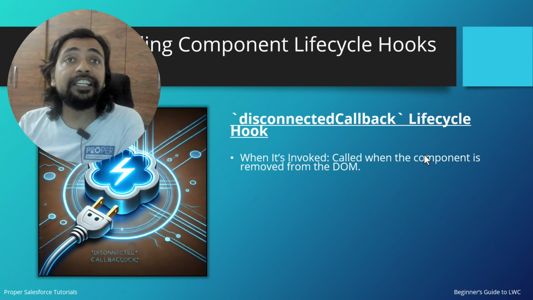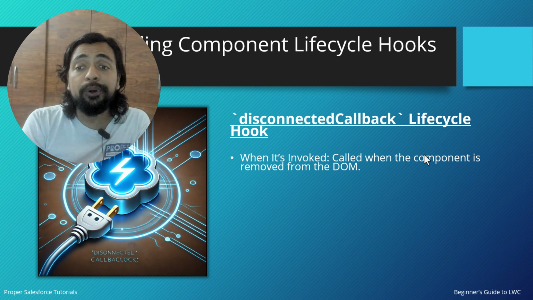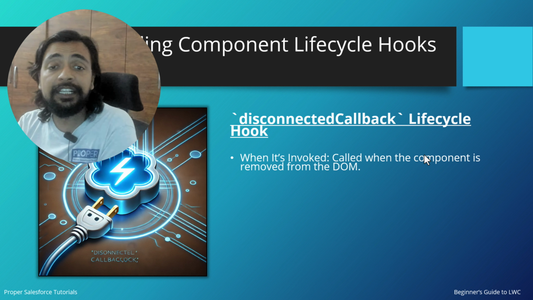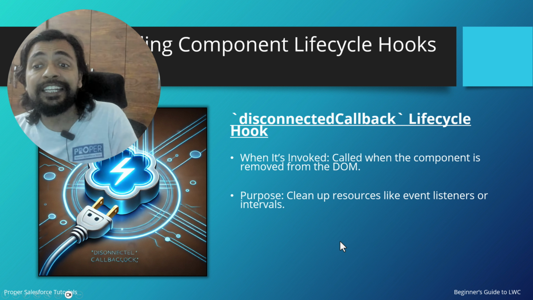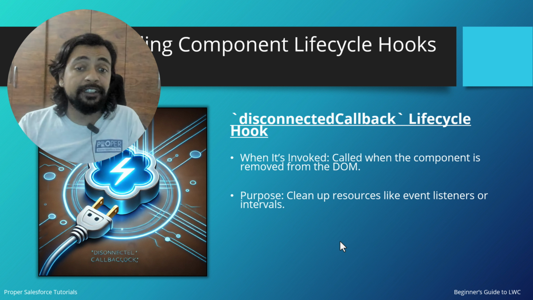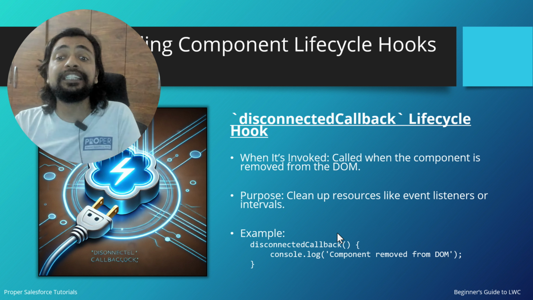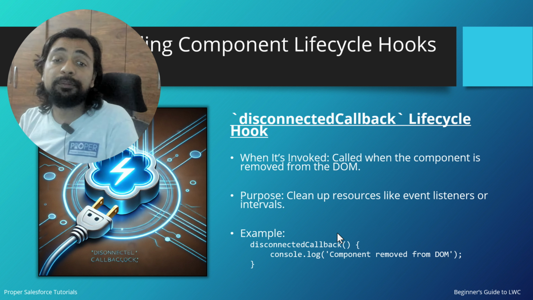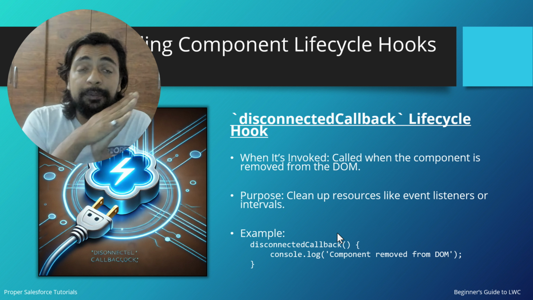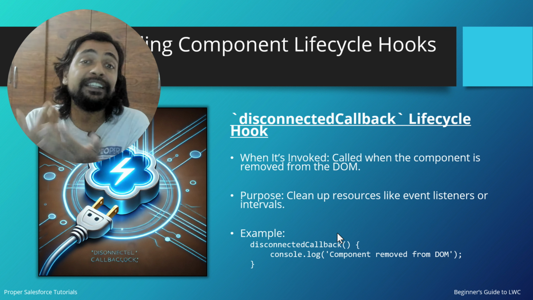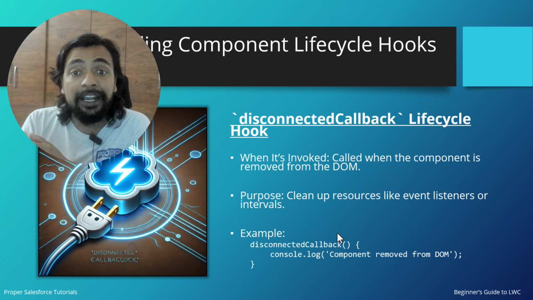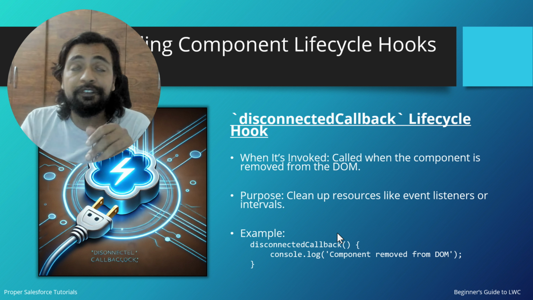Disconnected callback lifecycle hook is invoked when the component is removed from the DOM itself. It cleans up the resources like event listeners or intervals. An example of it is disconnected callback over here, where you can see I am printing component removed from the DOM. It is basically used to clean up resources, like whenever we are adding event listeners in the connected callback, then definitely in disconnected callback we should remove it.